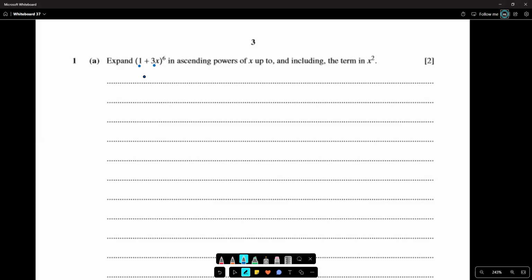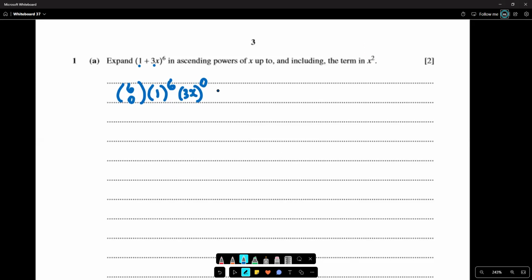Remember, the binomial theorem says I have 6 choose 0, and then here I'm going to have 1 to the power of the difference between these two, which is basically 6, and then 3x to the power of that one, 0. That is the first term, but this will just give me 1. So I'm looking up to where I'm going to get x to the power 2. So we keep on going.